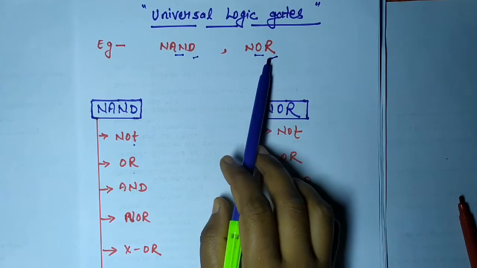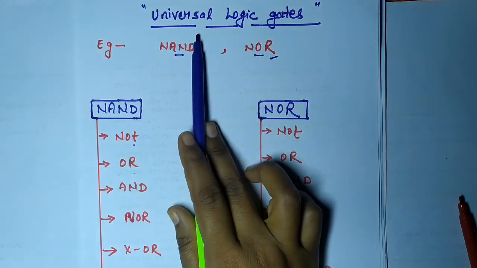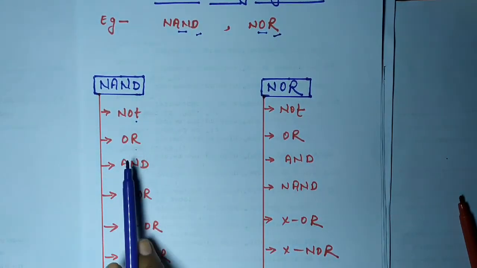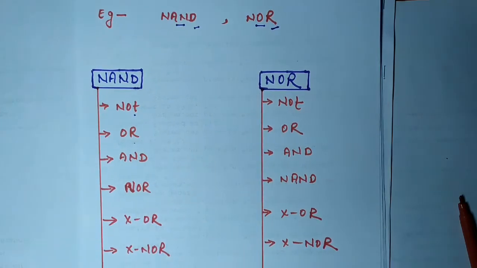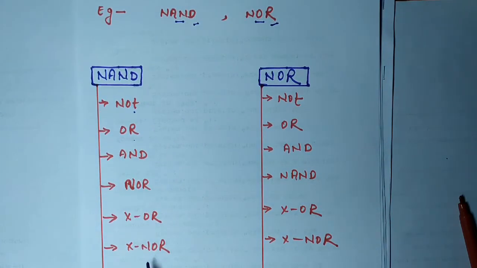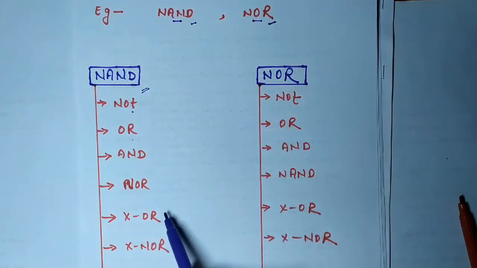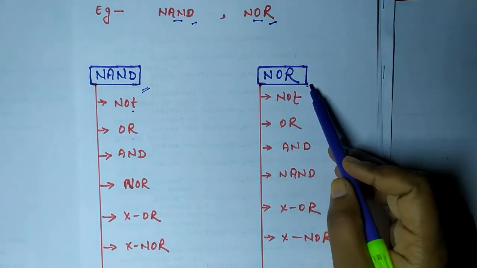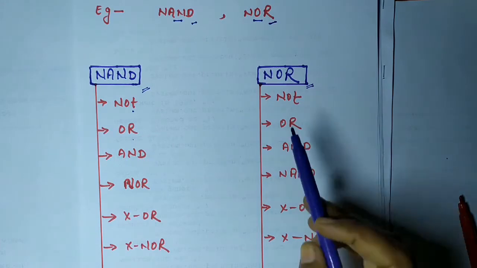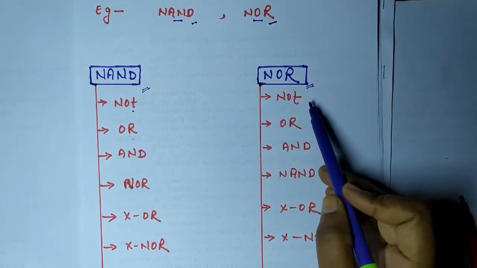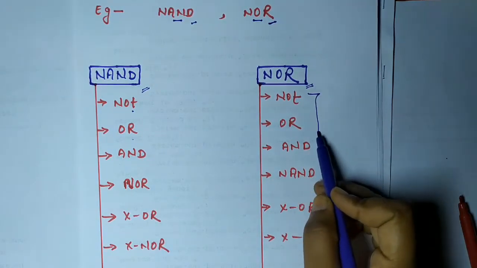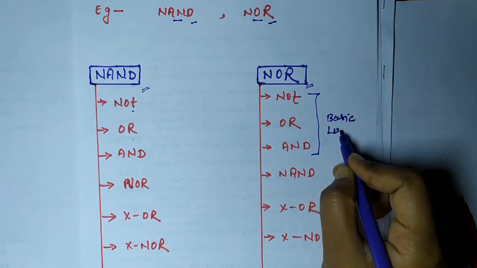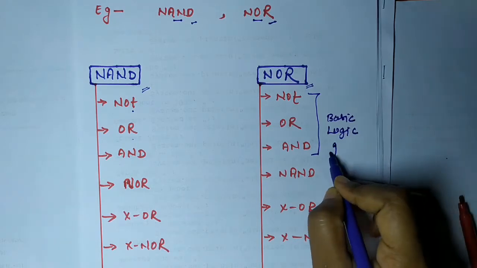NAND gate and NOR gate are called universal logic gates because by the NAND gate we can create a NOT gate, OR gate, AND gate, NOR gate, XOR gate and XNOR gate. By this NAND gate we can create all these gates. And the second thing, NOR gate, is also a universal logic gate because by the NOR gate we can create all other gates. These gates are called basic logic gates.